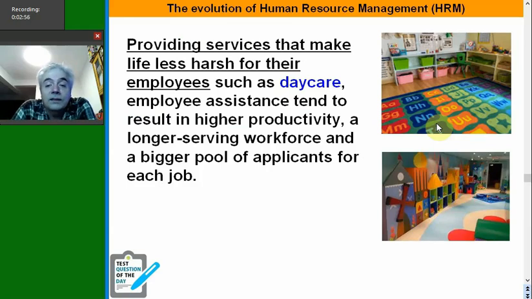Providing services that make life less harsh for employees, such as daycare and employee assistance, tends to result in higher productivity, a longer serving workforce, and a bigger pool of applicants for each job. If, for example, a person is concerned about a lot of things and the company helps them solve the concern, they will work happier for the company. Many employees find that not only a better salary is motivating, especially if the company helps with some needs, like daycare in this example.